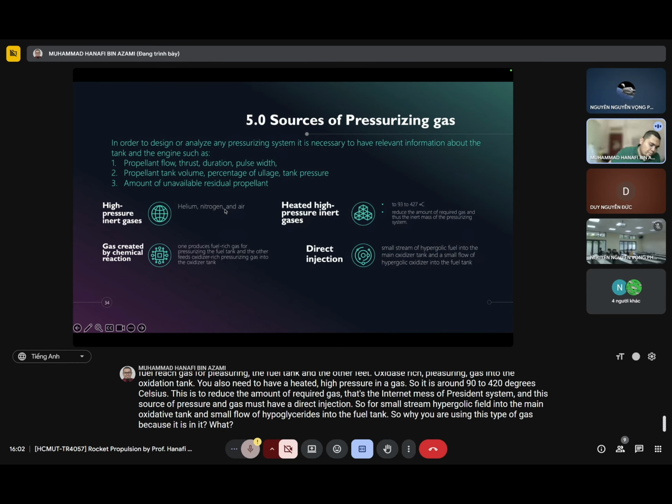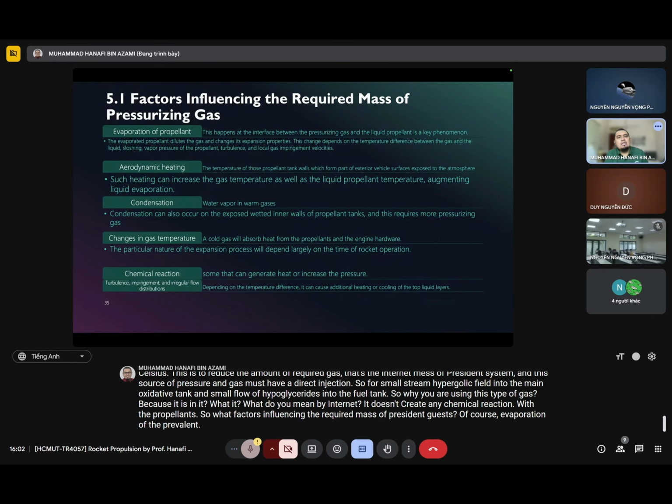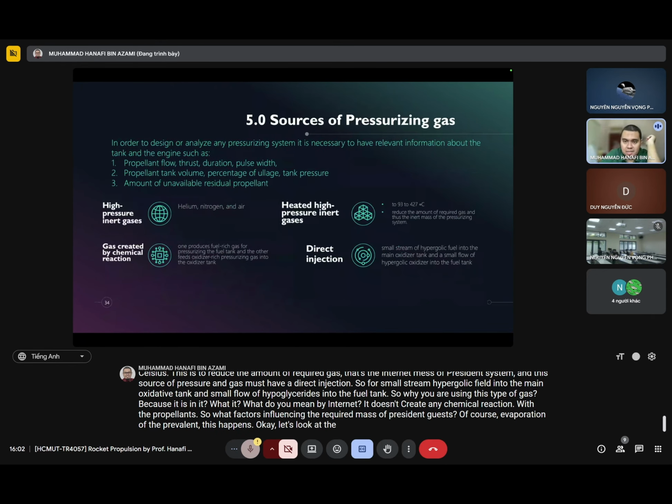Because it is inert. What do you mean by inert? It doesn't create any chemical reaction with the propellants. So, what factors influence the required mass of pressurizing gas? Of course, evaporation of the propellant. This happens. Okay, let's look at this tank.